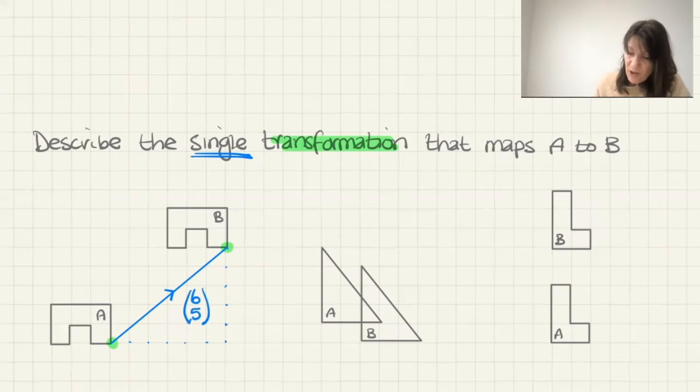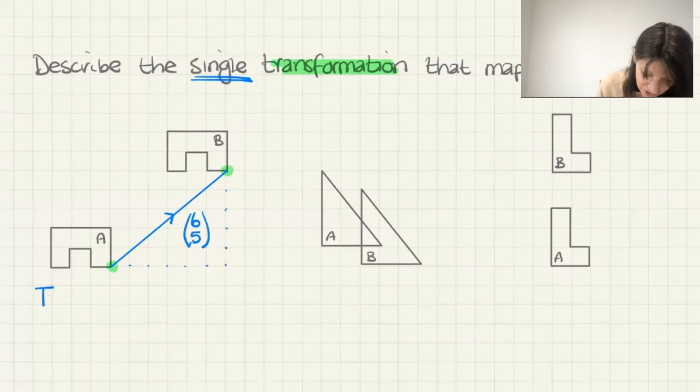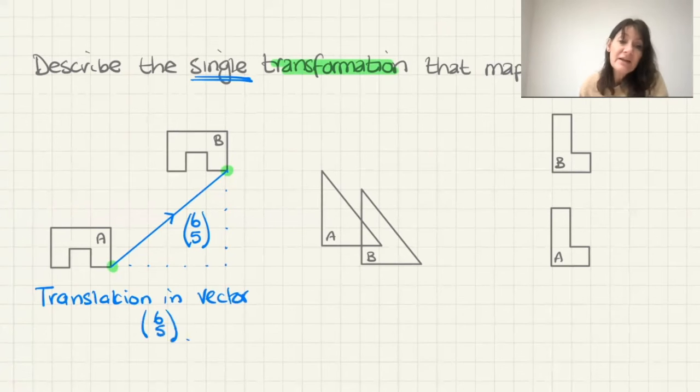So the way that I will describe this is I will say it's a translation in vector 6, 5. And that will get me the 2 marks that goes with that question. Okay, so have a look at this question. And when you've written down what you think is the right thing, press play.